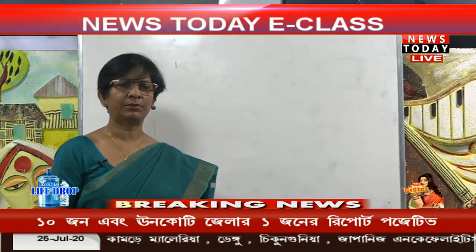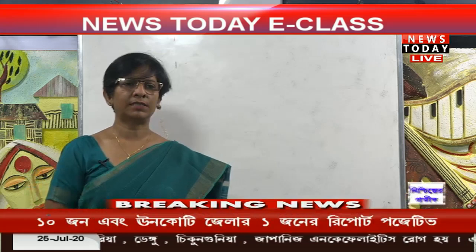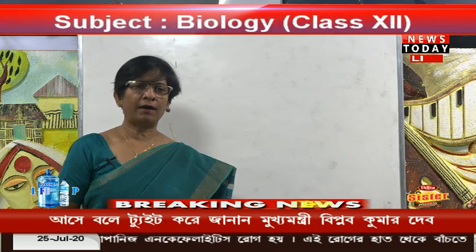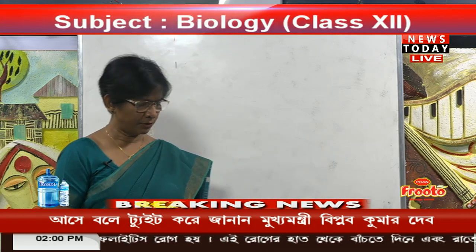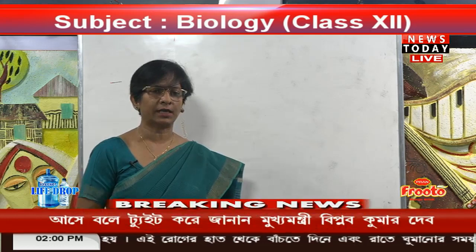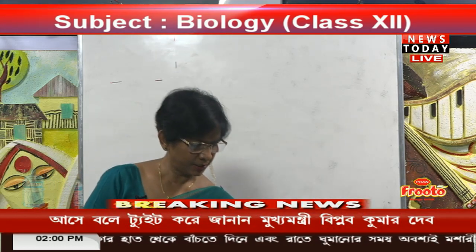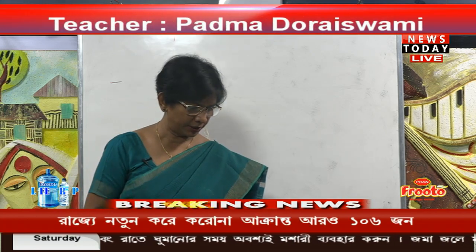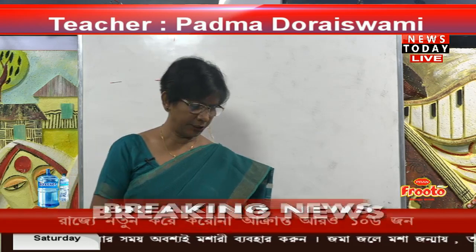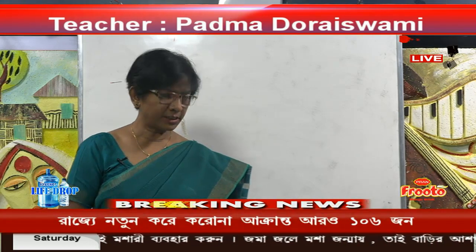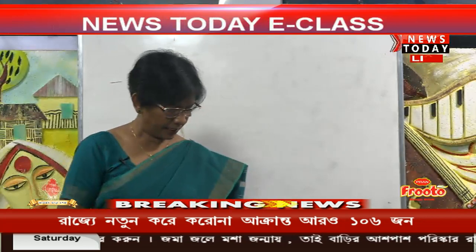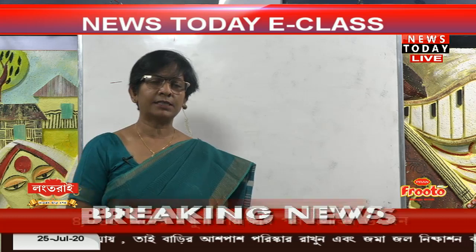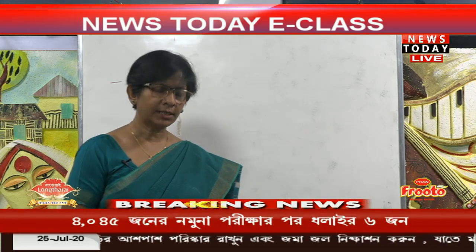Before starting the chapter, I just want to discuss the syllabus of the class 12 biology class. You have 5 units, and in these 5 units more than 2 chapters are included. The first is reproduction, then genetics and evolution, third is biology and human welfare, then biotechnology and its application, then ecology and the environment. In all, 16 chapters are included in your syllabus.